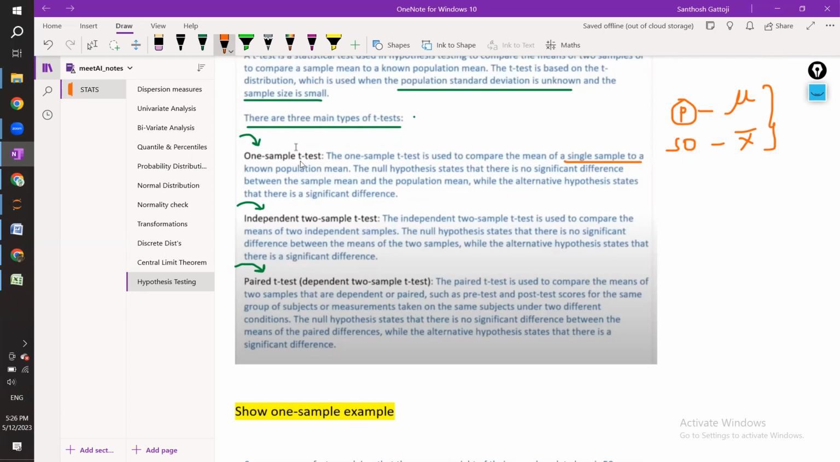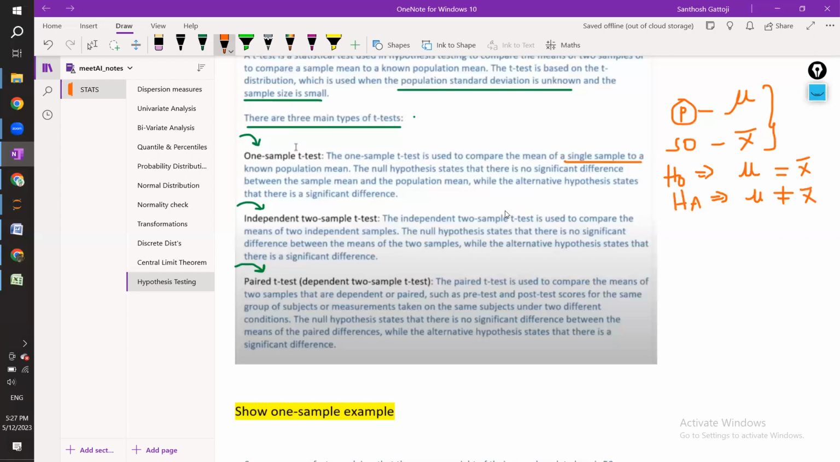So here also, in this one sample t-test, when you compare a sample mean to see whether it is equal to a population mean or not, the null hypothesis states that there is no significant difference between the sample mean and the population mean. So it says that the population mean is equal to the sample mean. The alternate hypothesis states that there is a significant difference, which means both are not equal.